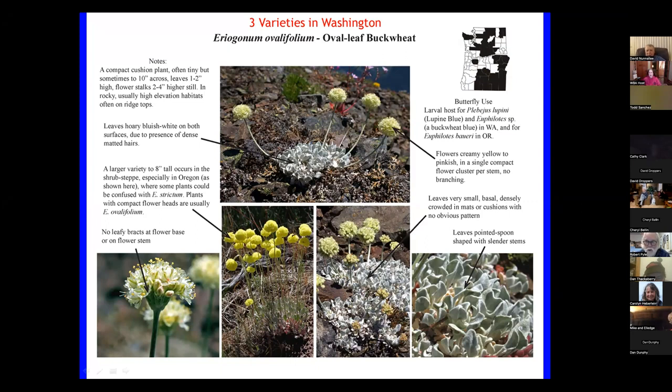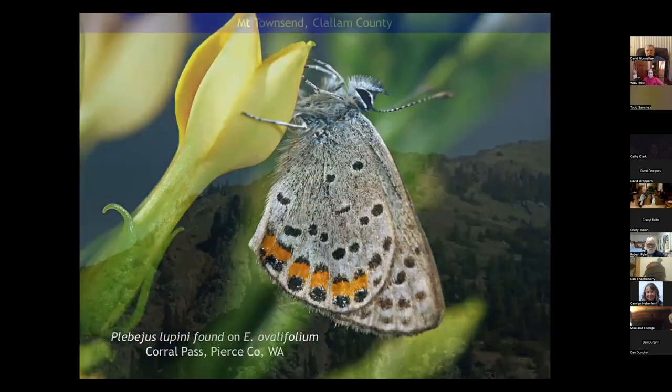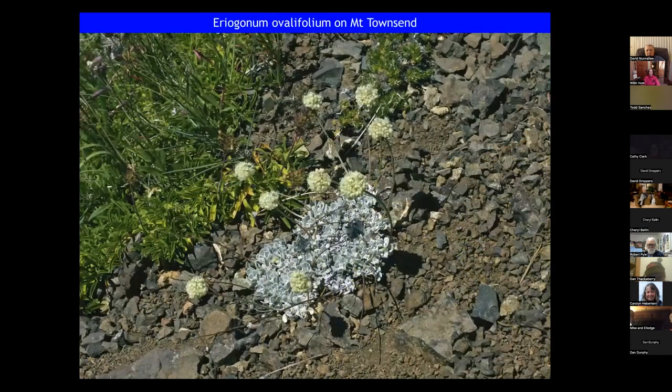So just clarification, Dave, that's the one that the spangled blue feeds on in the Olympics. Is that right? That's correct. Yeah. In fact, I think I have a picture of it coming up in the Olympics. Great. If you don't mind me forwarding here. This is Mount Townsend in the Olympics, and ovalifolium does occur up here. In fact, this is it. And yeah, the spangled blue does occur on this plant.